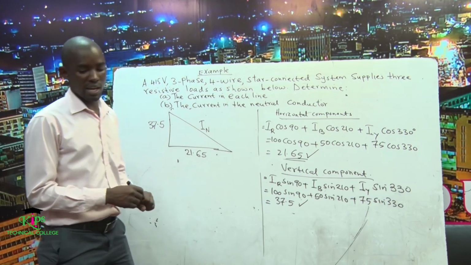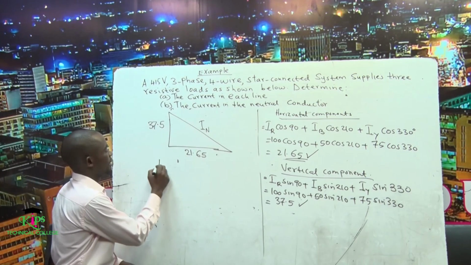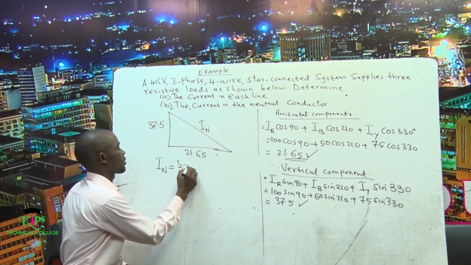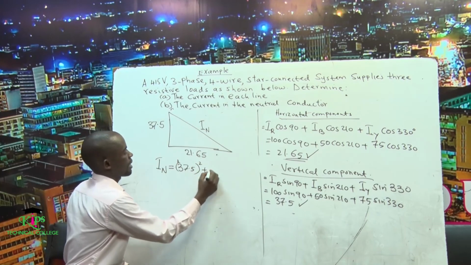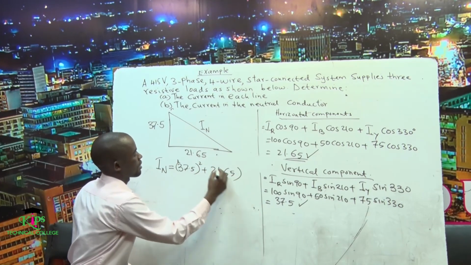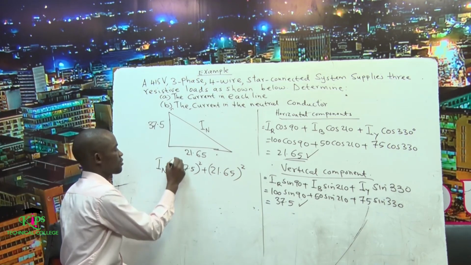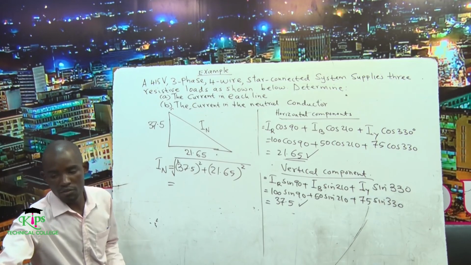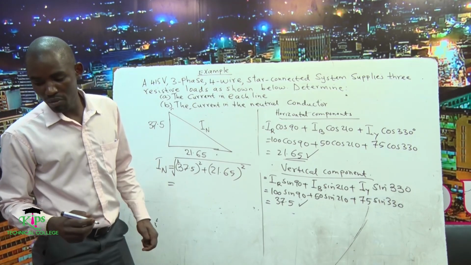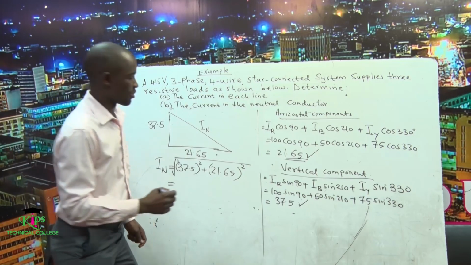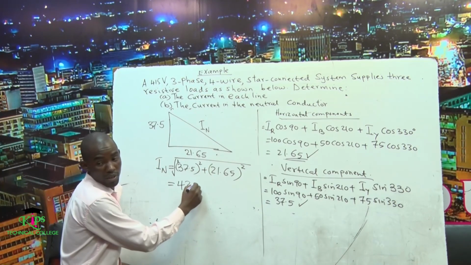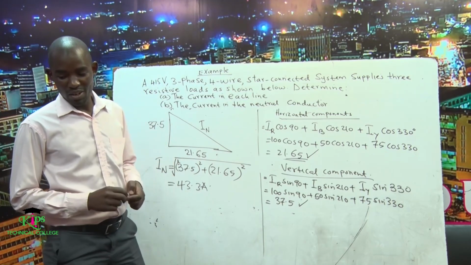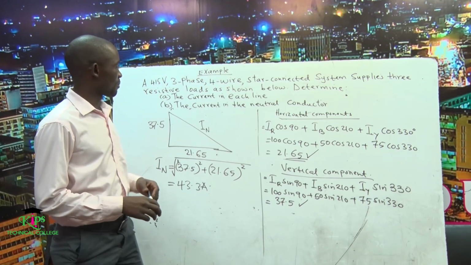So we can use Pythagoras theorem, whereby we can say IN will be equal to the square root of 37.5 squared plus 21.65 squared. If you take the sum of that, you will now be able to get 43.3 amperes.